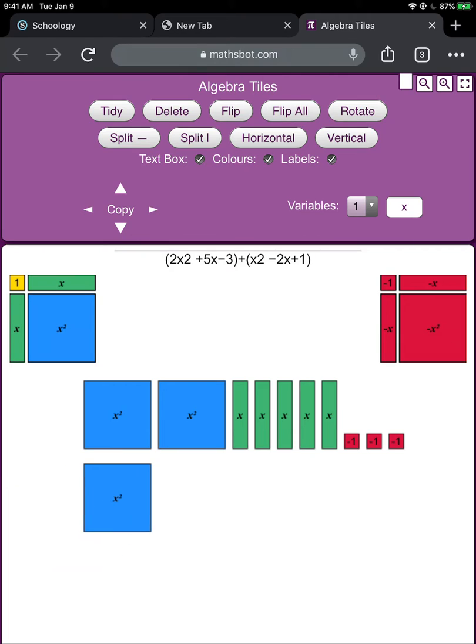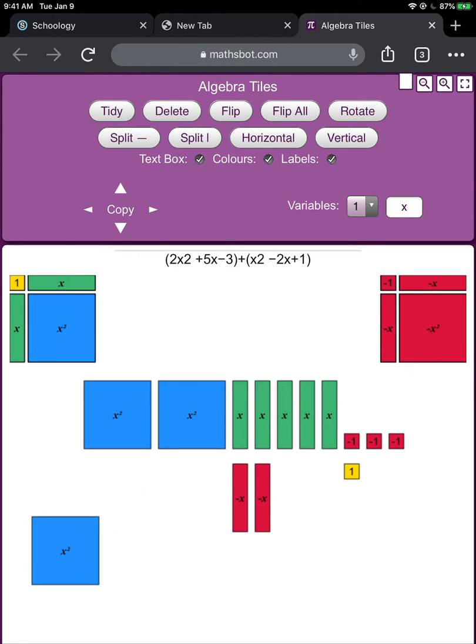We have 1x squared minus 2x. Notice how I'm stacking, keeping the terms on top of each other, plus 1. So we have 2x squared plus 5x minus 3 on top, and then we have 1x squared minus 2x plus 1. So in order to add them, we just combine like terms. So now we have 3x squared.